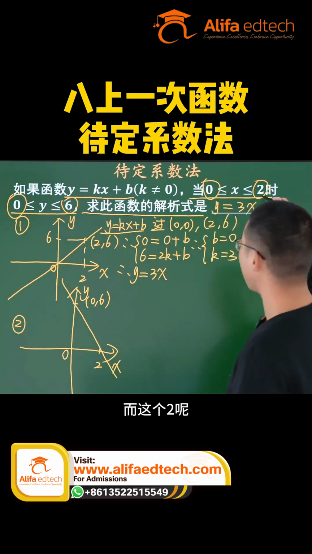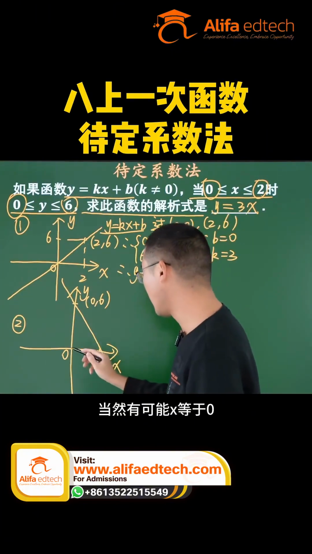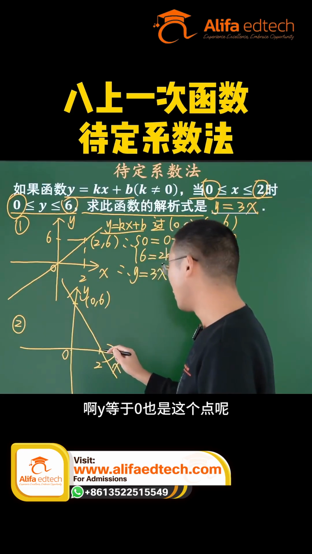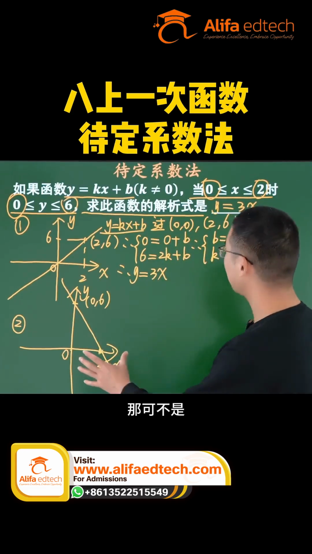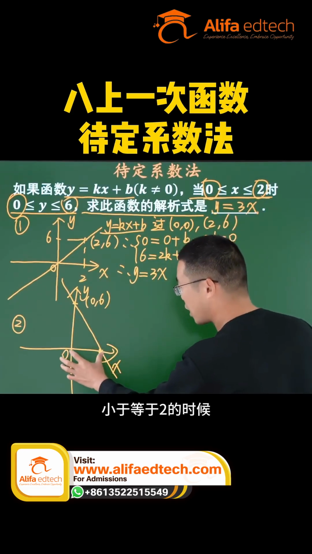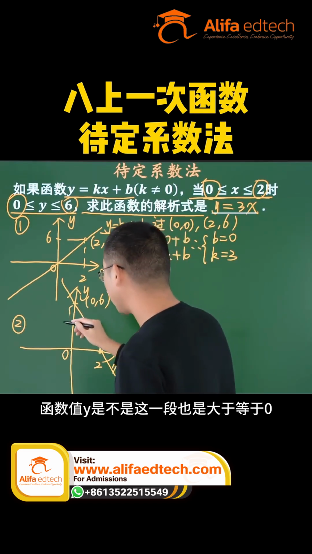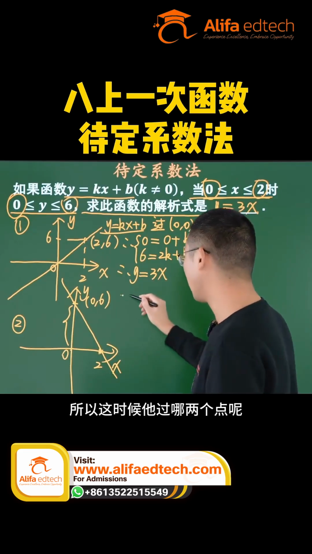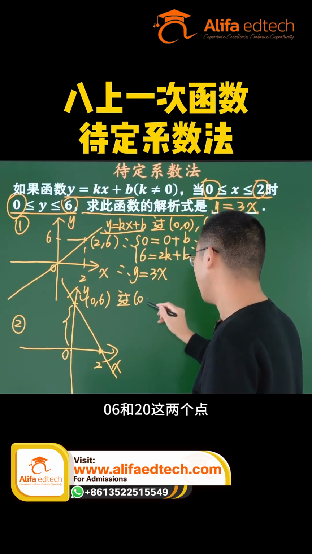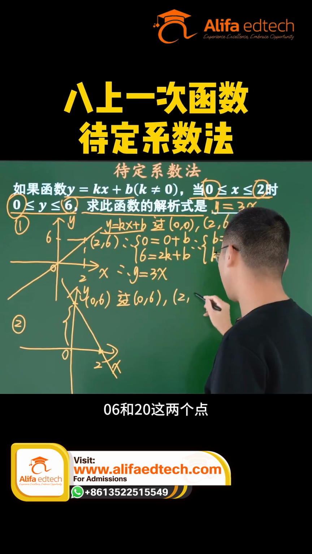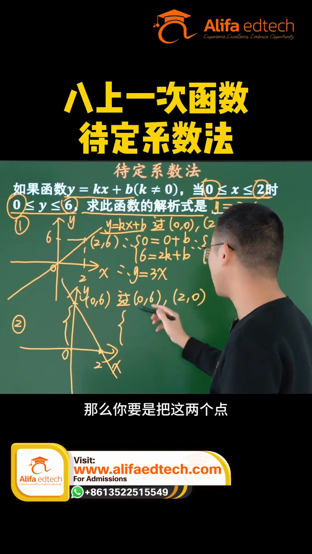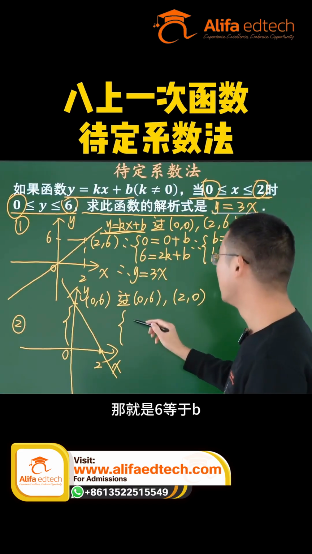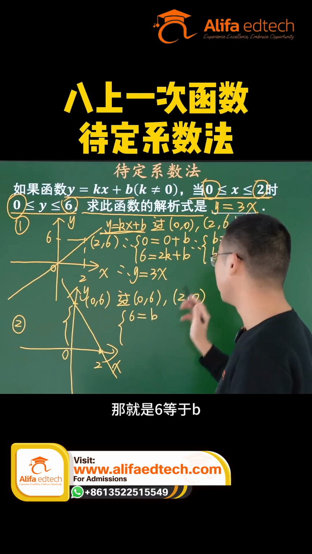So that means this 0 and 6 correspond, and this 2 and 0 correspond. Of course, x could equal 0, y equals 6. At this point, x equals 2. What does y equal? Y equals 0 at this point. Isn't x greater than or equal to 0 and less than or equal to 2? The function value y is also greater than or equal to 0, less than or equal to 6. So which 2 points does it pass through? The points 0, 6, and 2, 0.